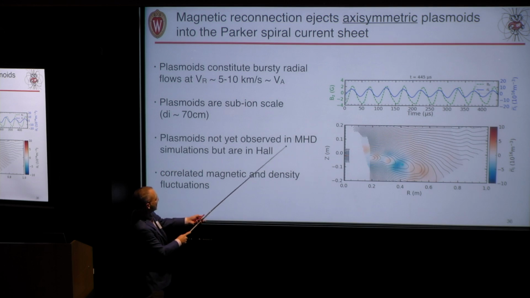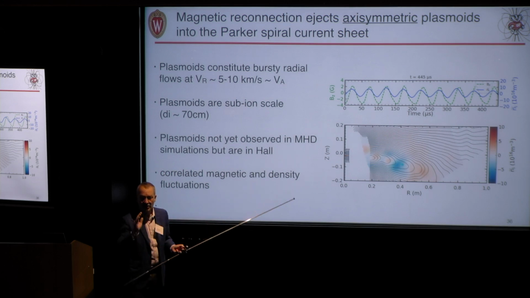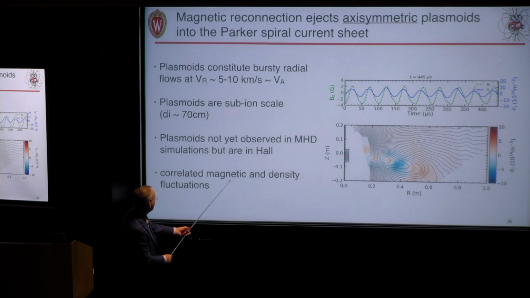In simulations, these plasmoids are not observed in straight up MHD. We have to include Hall terms. For those who know the difference between those things, the Hall MHD is actually critical here. And there's a strong correlation between the magnetic and density fluctuations.